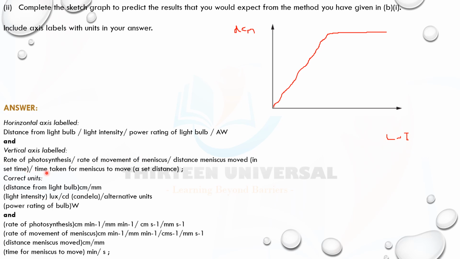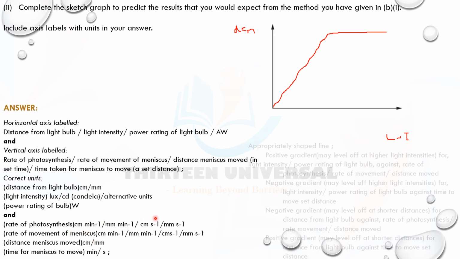And then you can use time taken for the meniscus to move a set distance. And then distance from light bulb, these are the correct units. You must put a unit: distance from light bulb in cm or millimeters, light intensity in lux or candela, alternatively power ratings in watts. For rate of photosynthesis, you can use centimeters per minute, so whatever the distance moved divided by the time taken to move that distance. So you can see that.